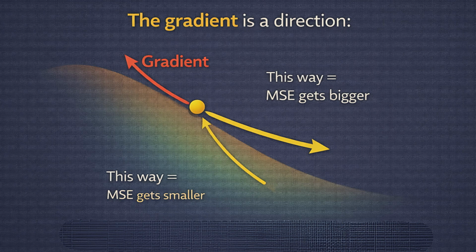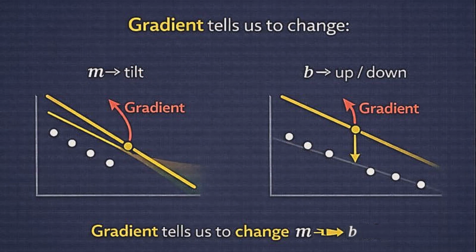Remember, our line is controlled by M and B. So the gradient tells us two things. How should we change M and how should we change B? Mathematically, we calculate two gradients. One tells us how MSE changes when M changes. The other tells us how MSE changes when B changes.